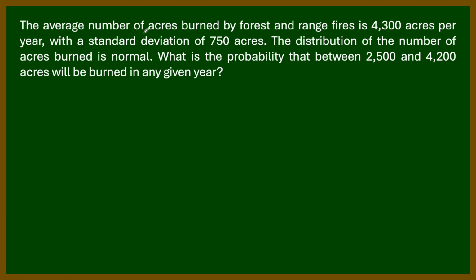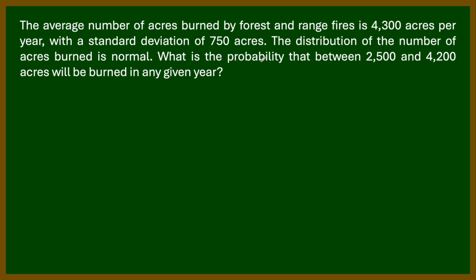The average number of acres burned by forest and range fires is 4,300 acres per year. With a standard deviation of 750 acres, the distribution of the number of acres burned is normal. What is the probability that between 2,500 and 4,200 acres will be burned in any given year?